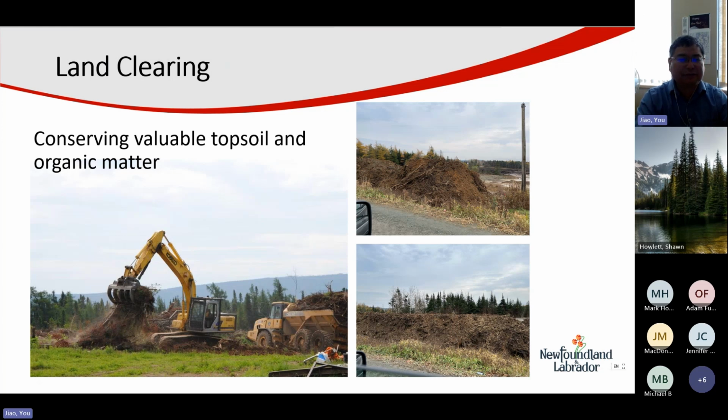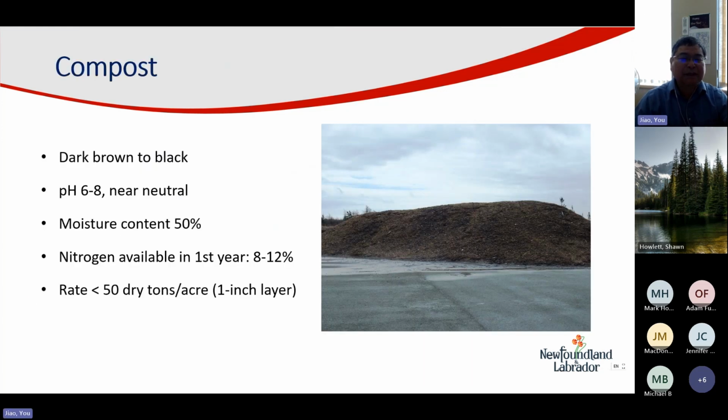The compost is dark brown to black, pH 6.8, moisture content around 50%, and the naturally available nutrient in the first year is around 10%. For agriculture, the compost rate should normally be below 50 dry tons per acre, which is a 1 inch layer.